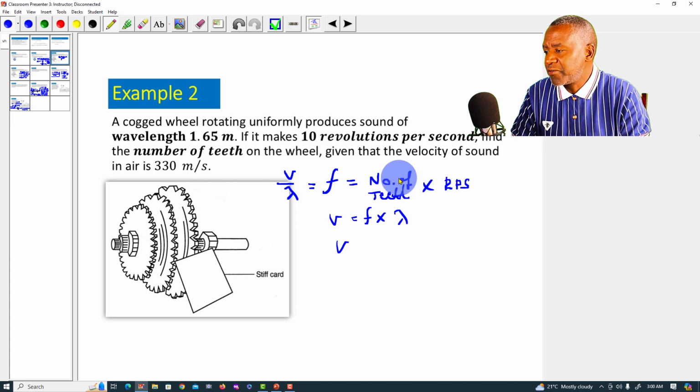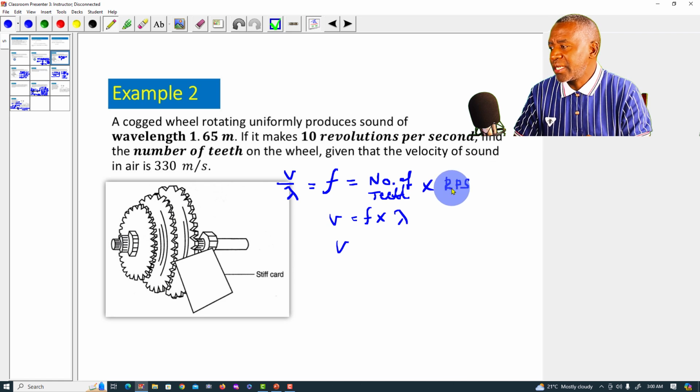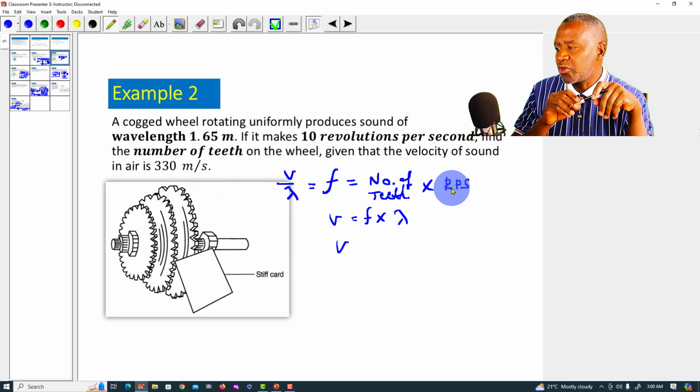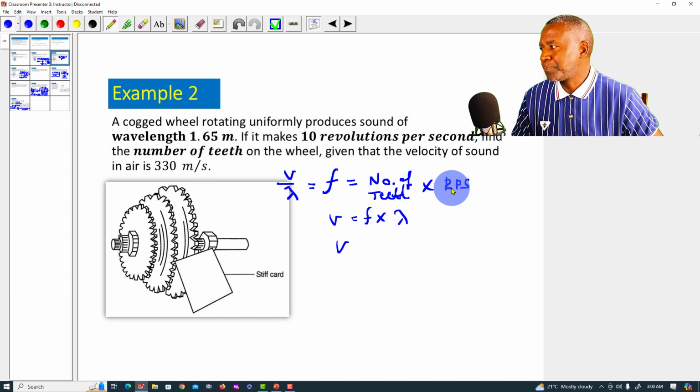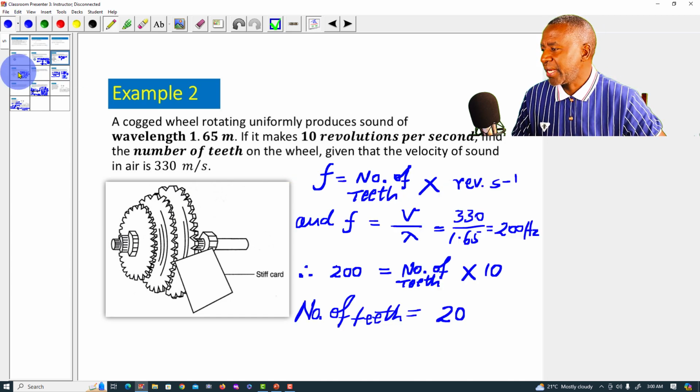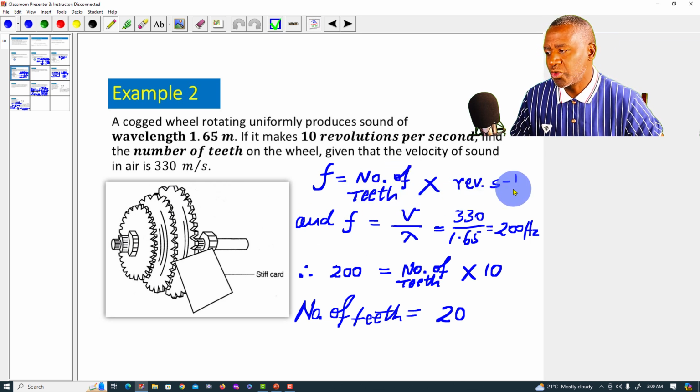We've got the number of teeth, and we can get the number of revolutions per second. And you can see that the speed of sound is given over there. So very quickly, this is how the calculations are done. Frequency is number of teeth times the revolutions per second. And frequency is V over lambda, which is 330 over 1.65, which is 200 Hertz.